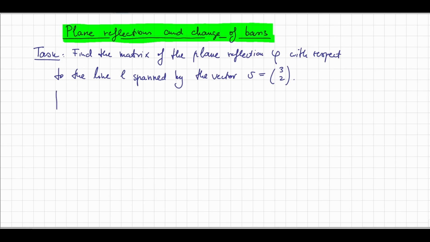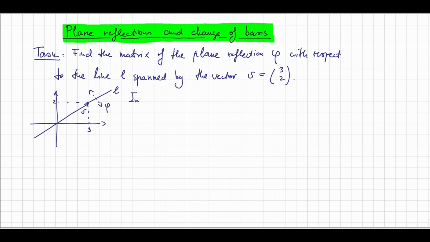So in the picture, here's our coordinates. Here's a vector with coordinates 3, 2. That's a vector v, and that's a line spanned by this vector. And we are looking at the reflection phi with respect to that line.